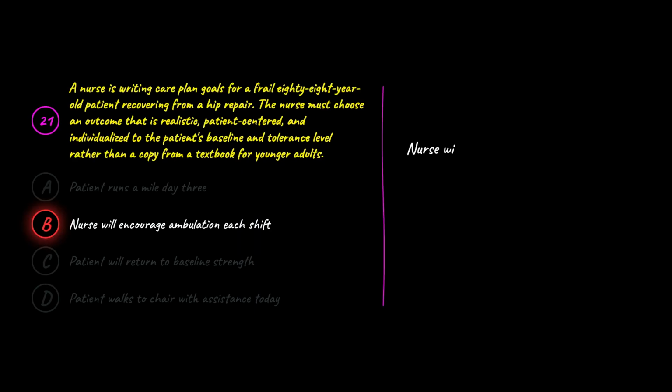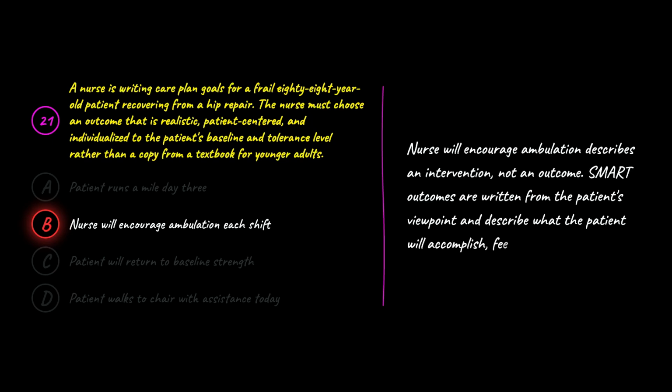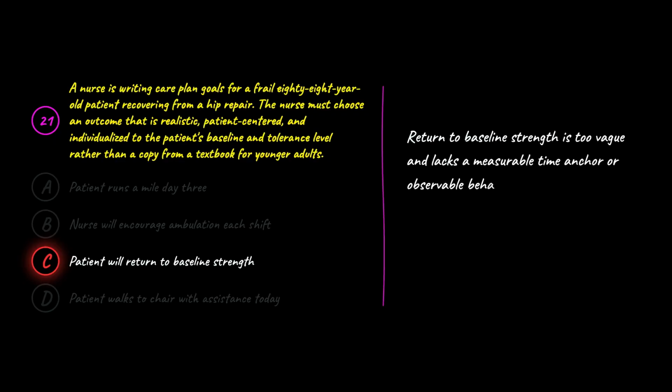B is wrong because nurse will encourage ambulation describes an intervention, not an outcome. SMART outcomes are written from the patient's viewpoint and describe what the patient will accomplish, feel, or demonstrate during the shift. C is wrong because return to baseline strength is too vague and lacks a measurable time anchor or observable behavior. Without numbers or an evaluation point, the nurse cannot decide whether the goal has been met today.